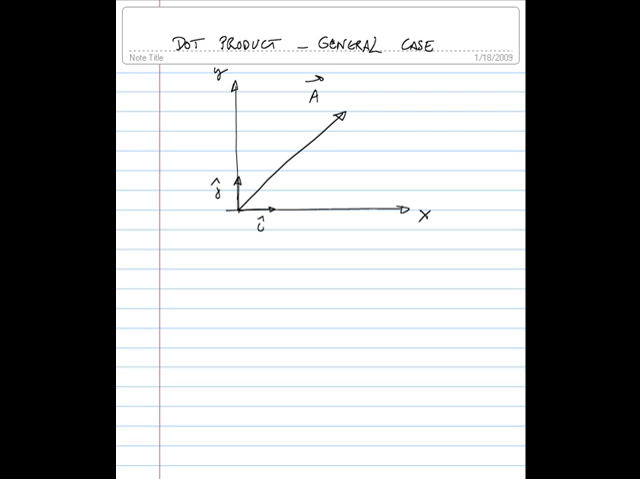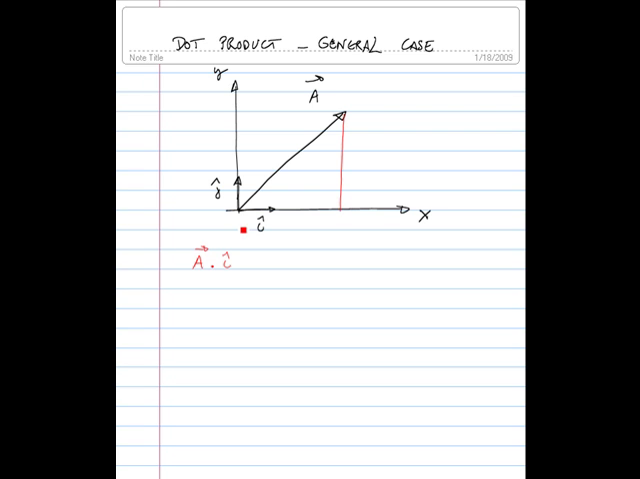Now let's recall the dot product. I have drawn here my vector A, and my unit vectors i and j. Let's imagine that I would like to take the dot product between A and i. All I have to do is project my vector A along the direction of my unit vector i, and I need to do it in such a way that it is perpendicular to it.